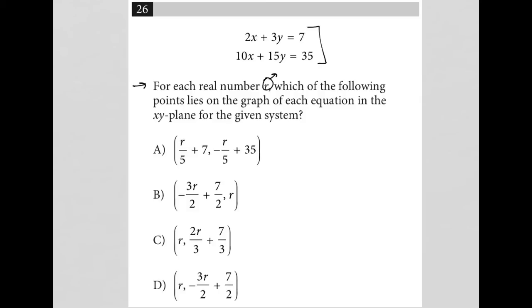So I'm going to look at the answer choices and see if I can figure out any patterns here that might help me figure out how to use r. So choice A, I see a 7 here, which I see a 7 there. I see a 35 here. So it looks like maybe this is using both equations. I'm not really sure. But looking at B, C, and D, I actually see some answer choices that I prefer to start off with to help me possibly understand this a bit better.